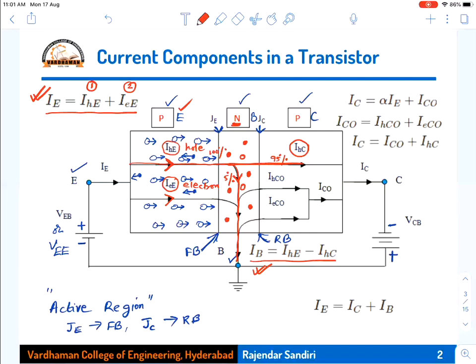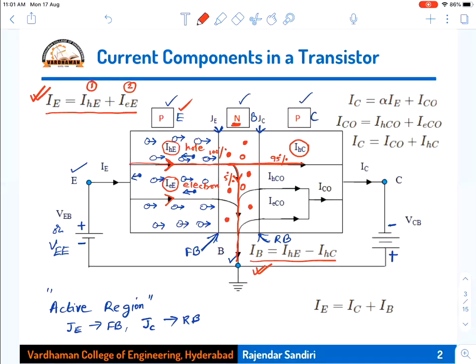Now coming to the collector current. The holes emitted by the emitter region are collected by the collector region, 95%. That constitutes IHC. That is fine. But the collector junction is reverse biased, right? Because of the reverse biased collector junction, the minority charge carriers in both types of semiconductor materials, base and collector, constitute a current called reverse saturation current.